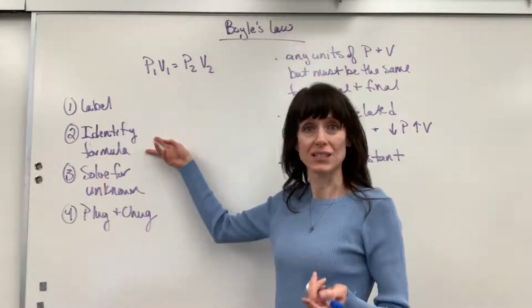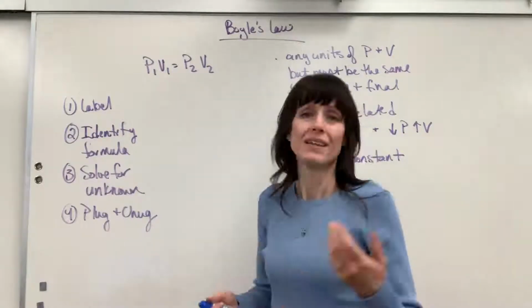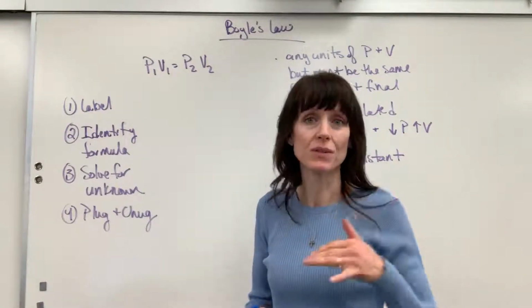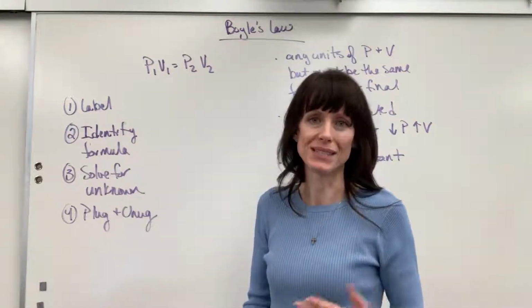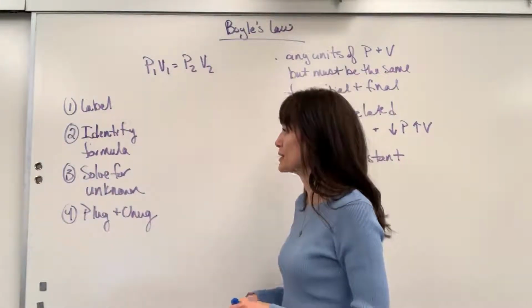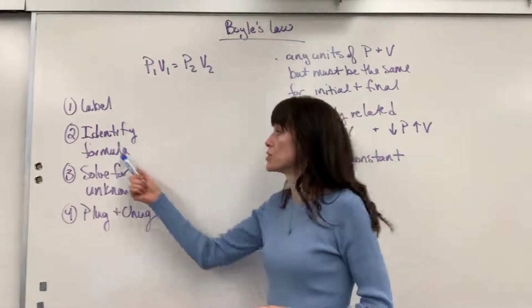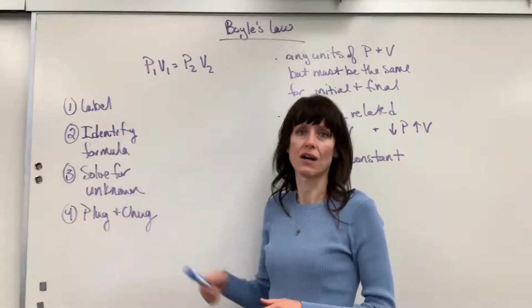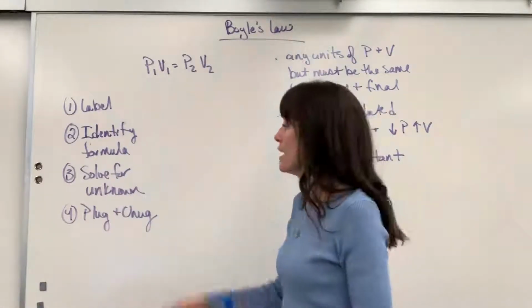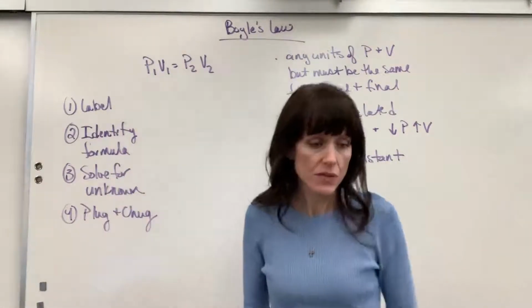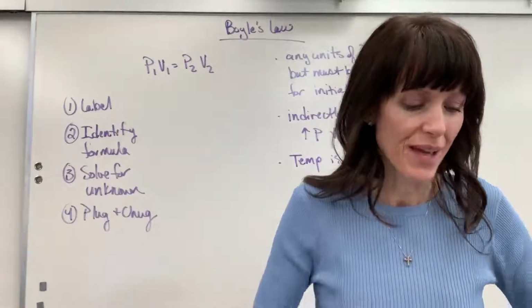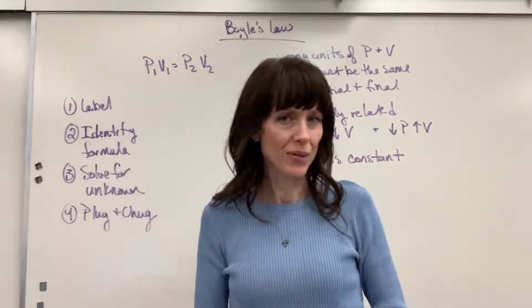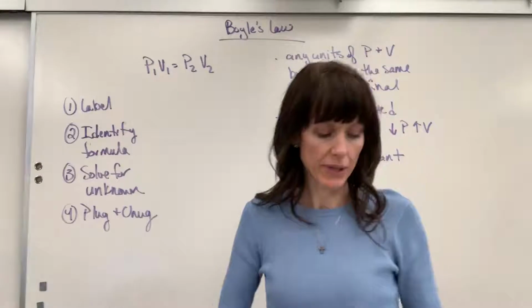Second, we're going to identify what formula we're going to use. The variables that we use to label are always indicative of what formula you're going to use. Solve for the unknown. It's just really good practice to solve for the unknown and then plug in numbers. And then lastly, plug and chug. So I'm going to read a problem to you and show you, model for you, how I do my labeling.